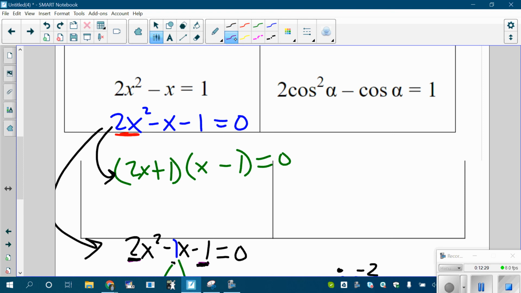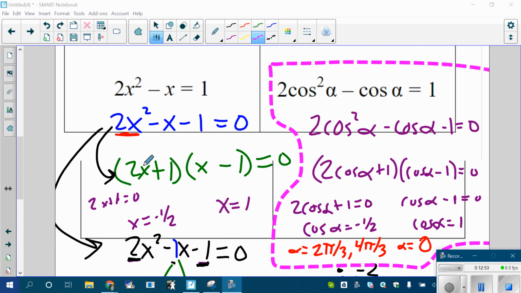So now that you've factored, you set each factor equal to 0, and you get x equals 1. If you set 2x plus 1 equal to 0, you get x equals negative a half. That's the algebra version. Solve the trig version now. Go ahead, pause, give it a try. You can solve this trig version. It's going to look exactly the same. Just at the end, you're going to have to find the angles.